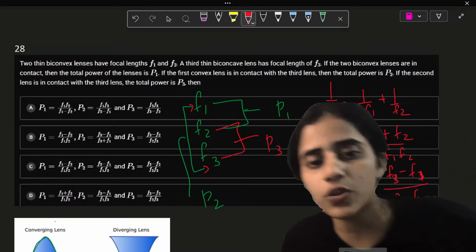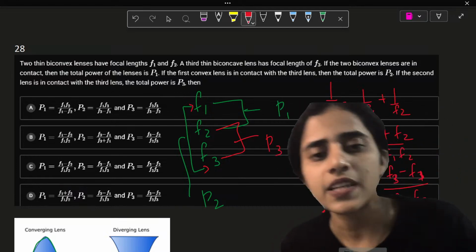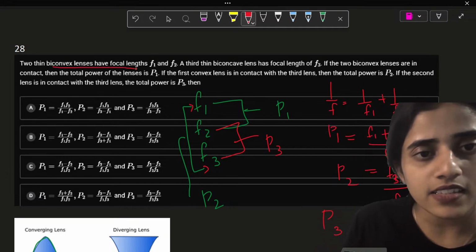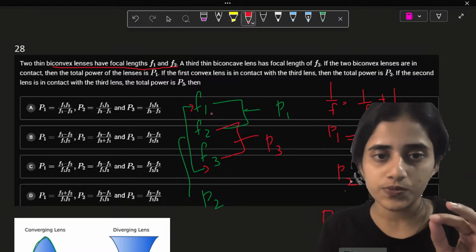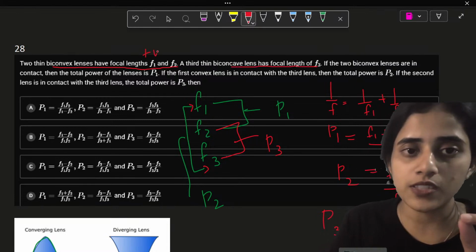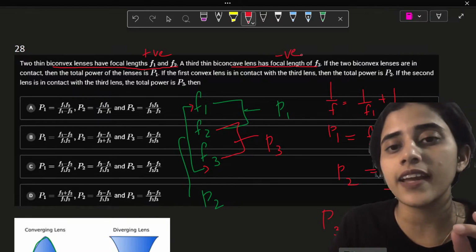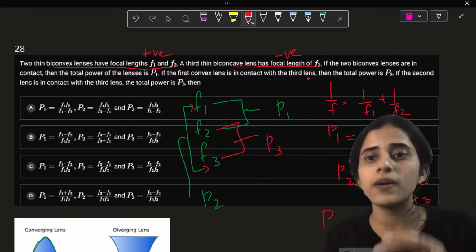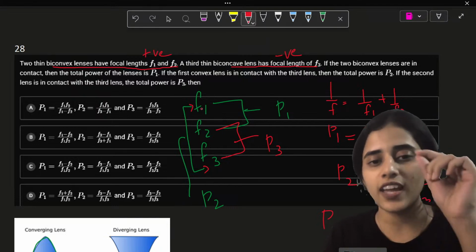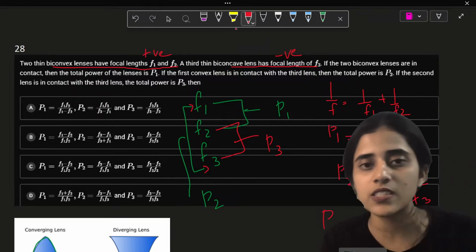Ma'am, repeat. What do you want me to repeat? See, look at the question. This is a very easy question. Biconvex lenses have focal lengths f1 and f2. Biconcave lens has focal length f3. So this is positive, this is negative. Now, if two biconvex lenses are in contact, then the power is P1. So f1 and f2 are in contact, power is P1.